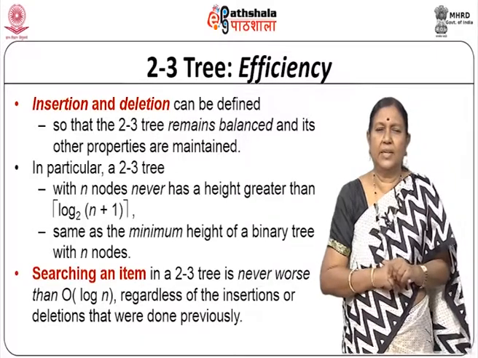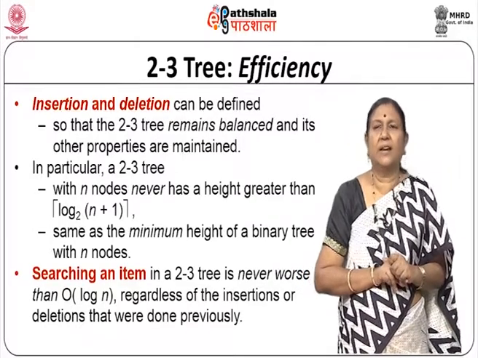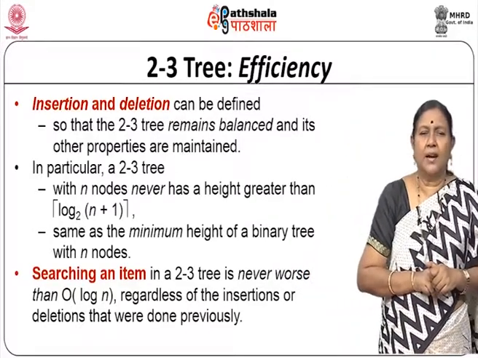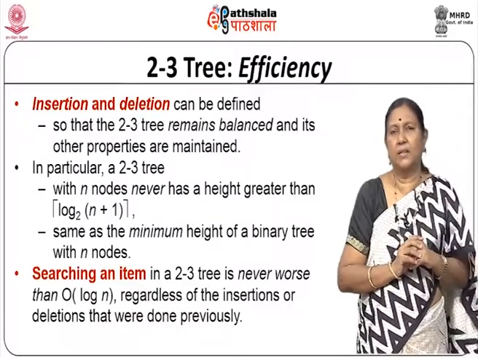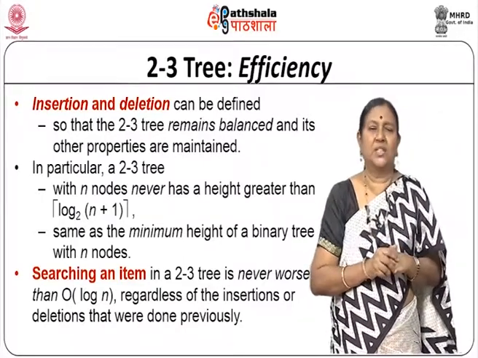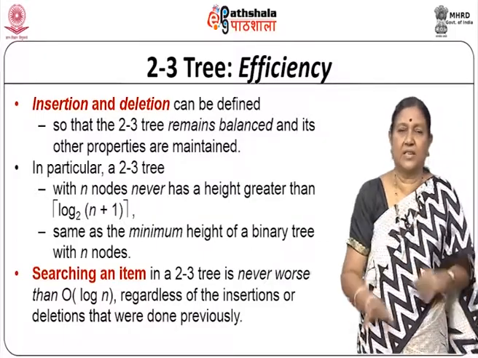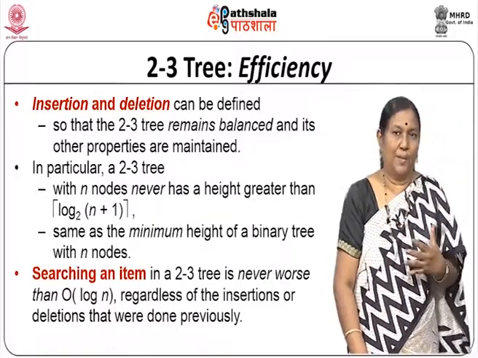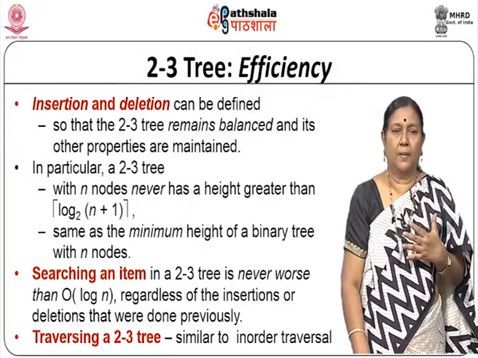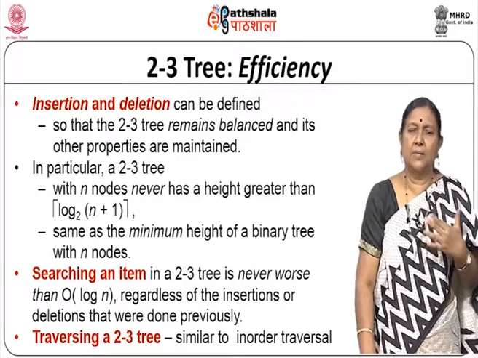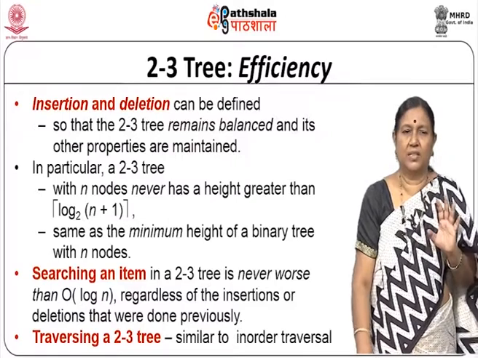Searching for an item in a 2-3 tree is never worse than the order of log n, regardless of the insertions and deletions that were done previously. So, whatever may be the situation, the worst case time complexity of searching an item in a 2-3 tree never exceeds the order of log n. Traversing a 2-3 tree is similar to the in order traversal, no difference.